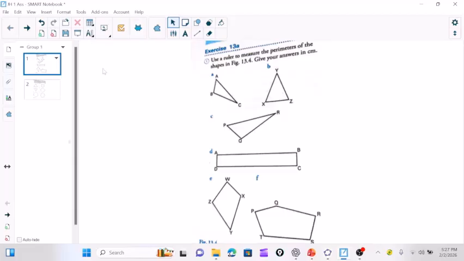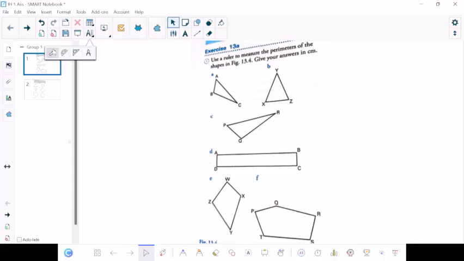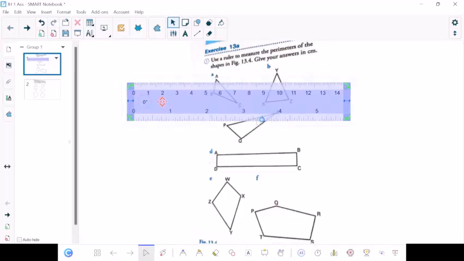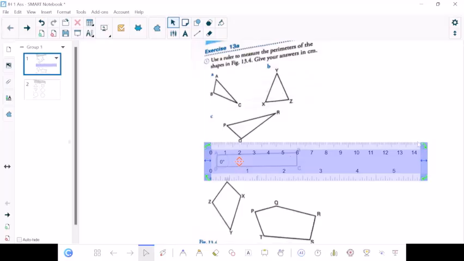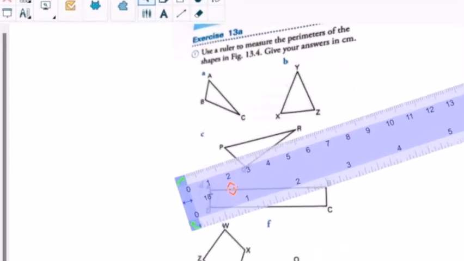All I want us to do in this assignment, if you read the instruction from the textbook, it says use a ruler to measure the perimeter of the shapes in figure 12, in figure 13.4. Give your answers in centimeter. That means we are using a centimeter ruler to take the measurement. Just open your textbook, get your ruler. This is what I want us to do, just as I'm doing now. I've opened my textbook. I get my ruler. Just go and measure the side of the shape.